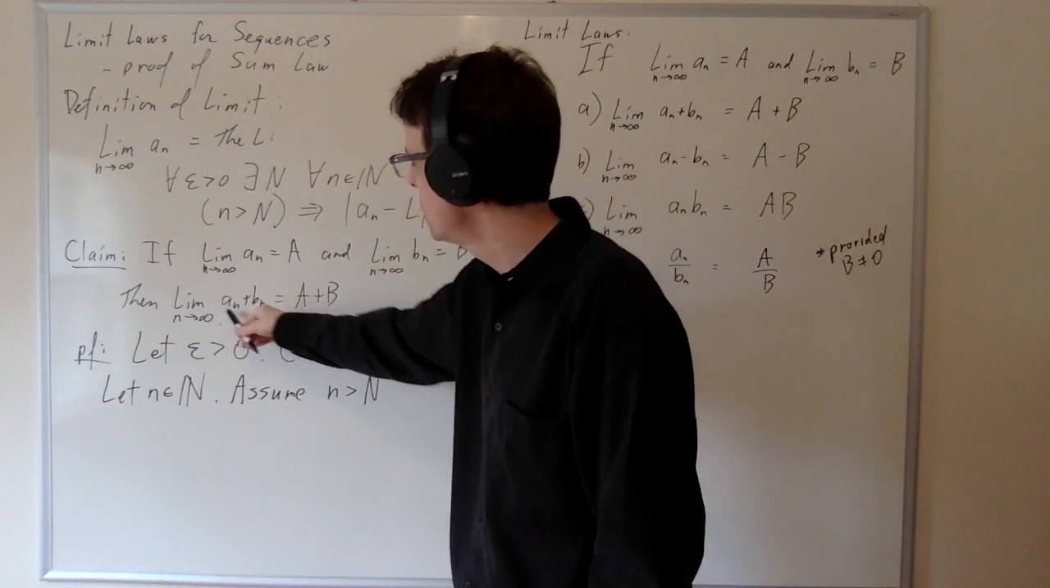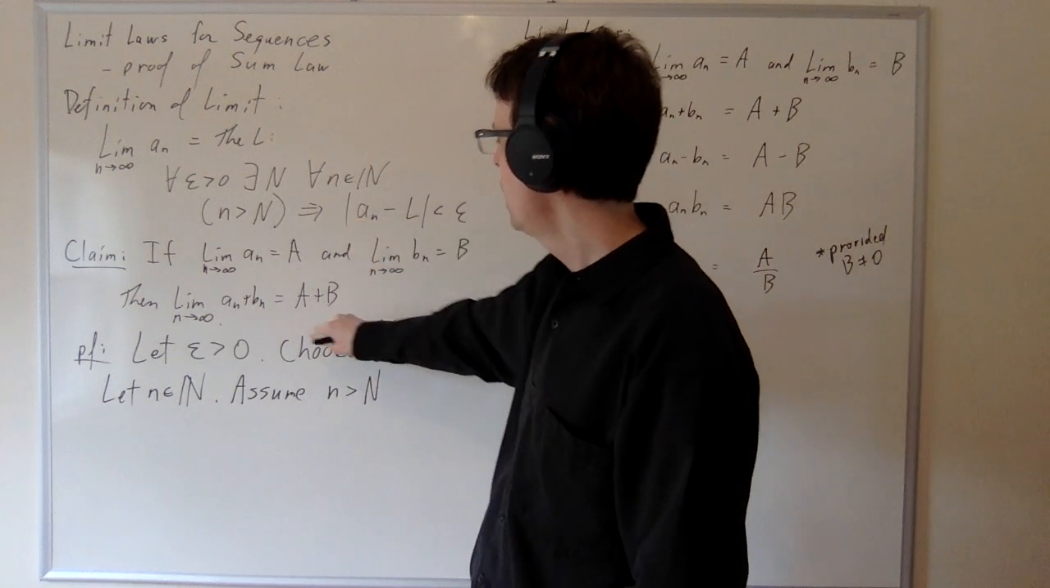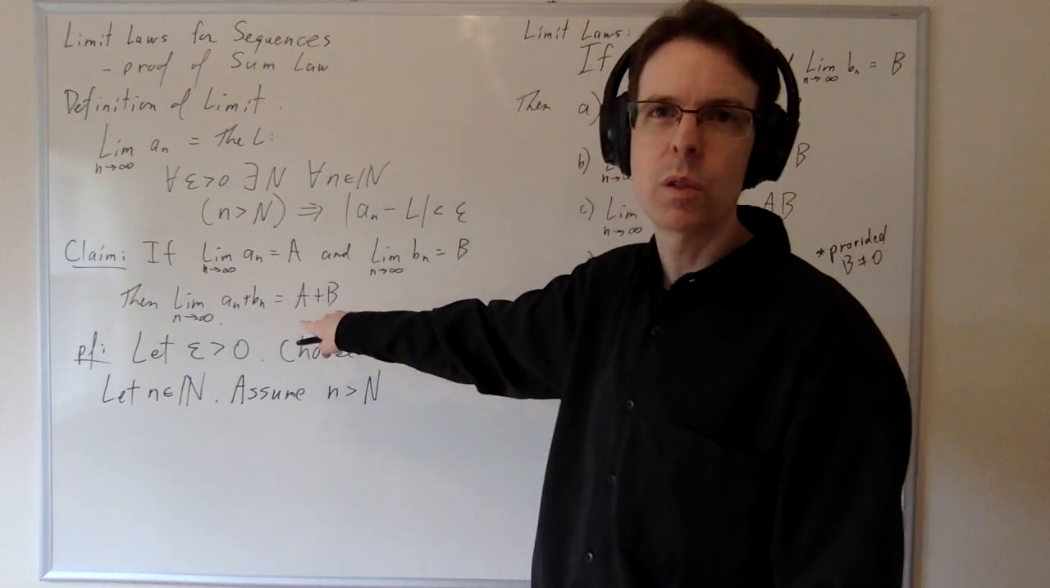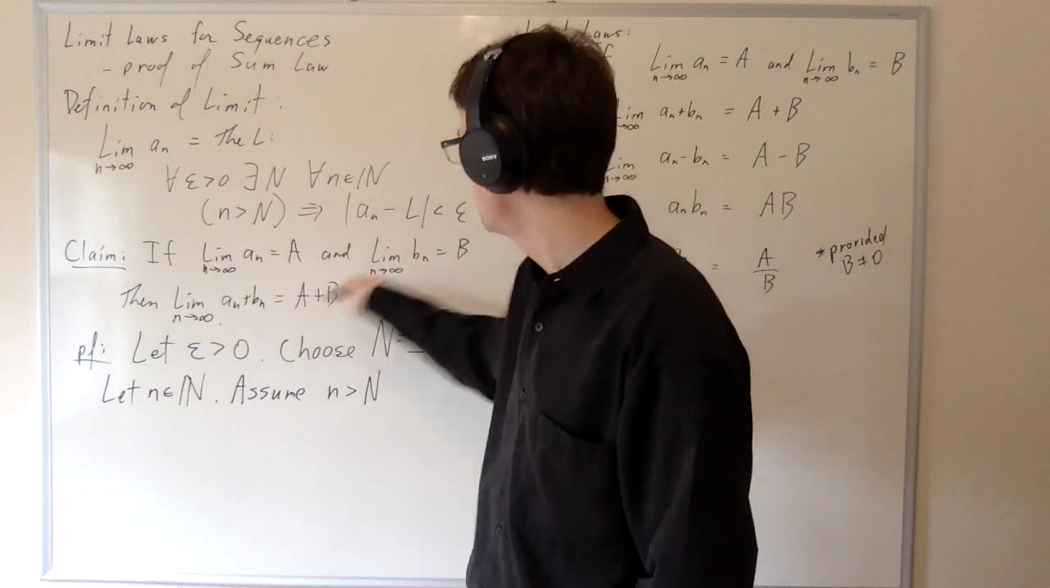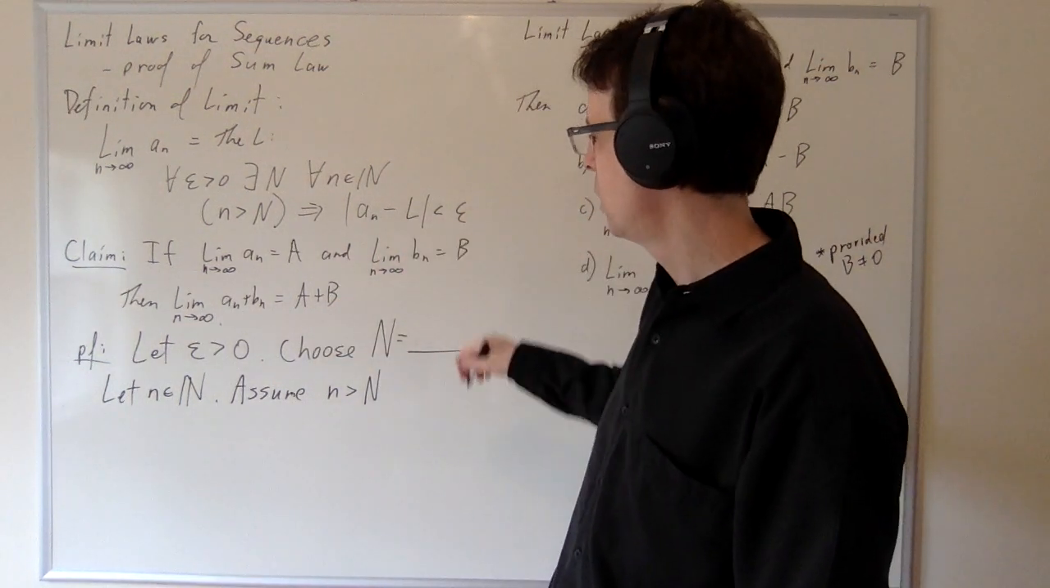So the sequence involved is the sequence an plus bn. So instead of an here, we should have an plus bn. And we're attempting to prove that it's equal to the limit of a plus b, not L. And so in place of L, we should put a plus b. And then we will write epsilon for epsilon.